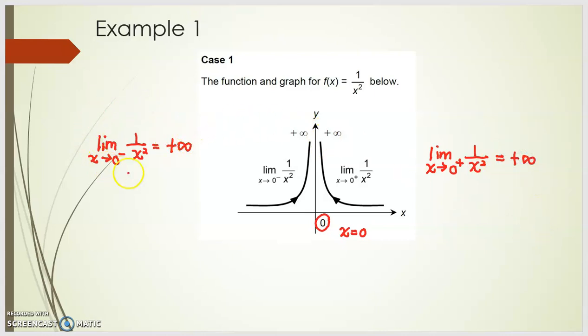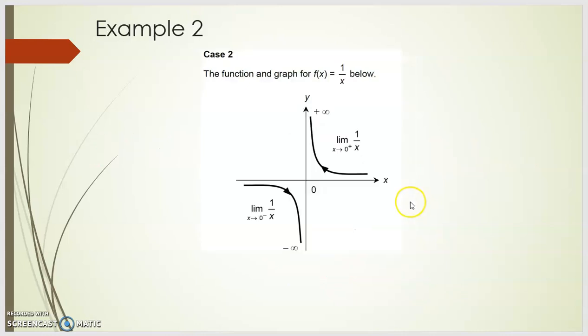Since the left-hand side and the right-hand side are both equal to positive infinity, the limit for this function from the left-hand side and the limit from the right-hand side both approach positive infinity. So I can say that the limit as x approaches 0 for the function 1 over x squared is equal to positive infinity.